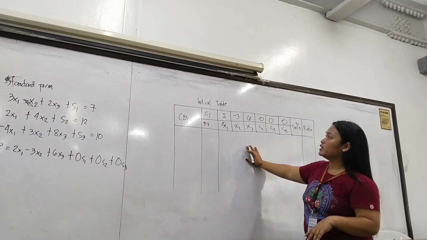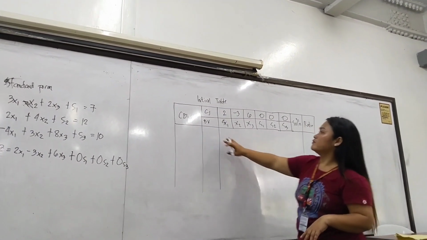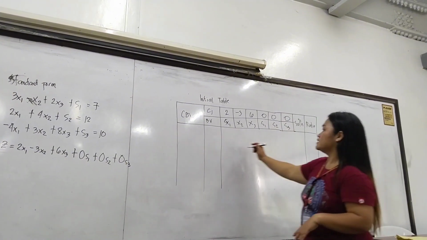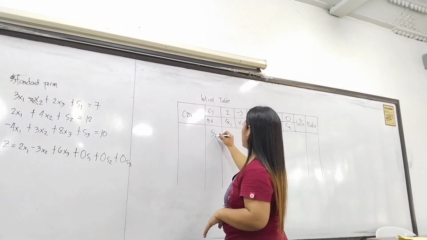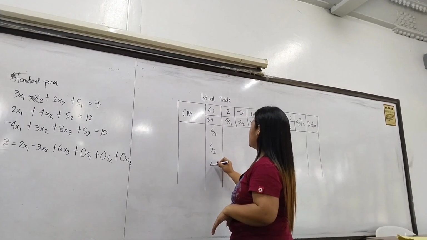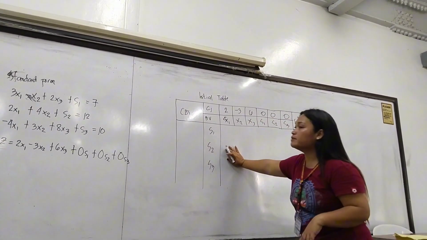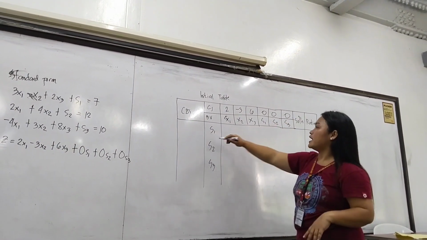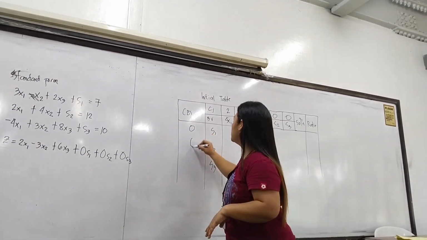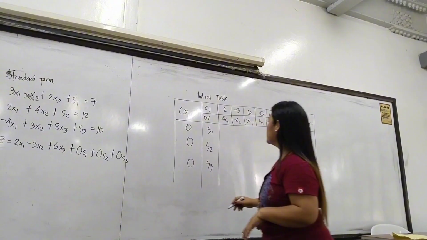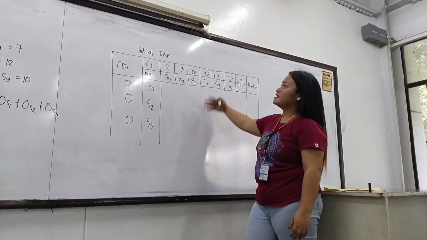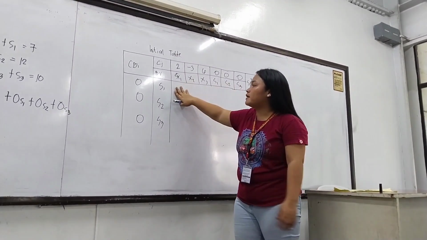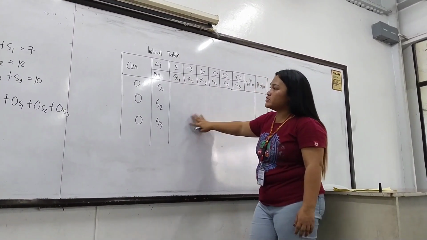So after that, we need to put our slack variables here. Our slack variables are S1, S2, S3. So the value of our slack variables are all 0. So we put the same line 0, 0, 0, 0, 0. Now we're already done with this part of the table. So we put all the values of our constraints here.